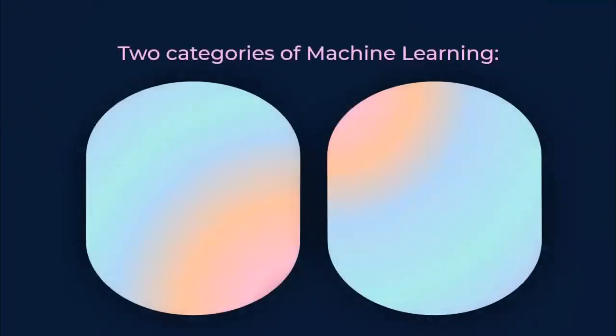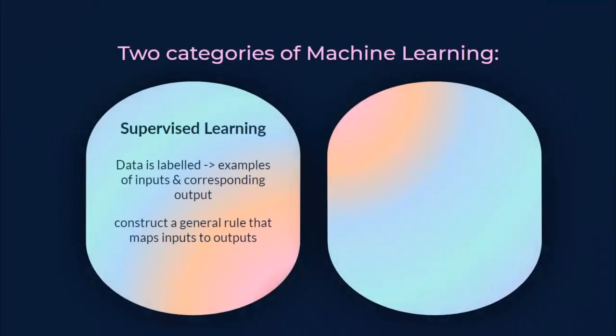Under machine learning, there are two categories. Supervised learning is one category where the data is labeled, as in there are examples of input and corresponding output. So it constructs a general rule that maps input to outputs. For example, one input data is classified with a general rule to predict a specific output.